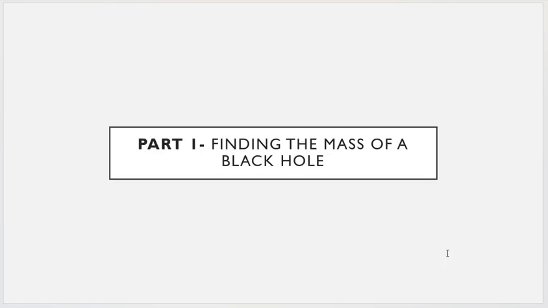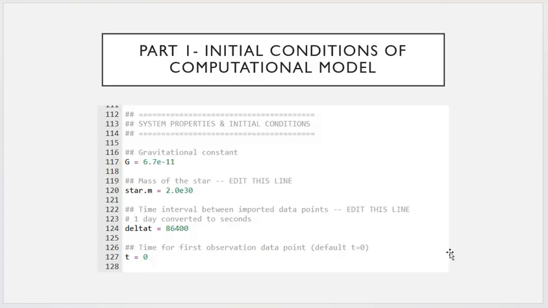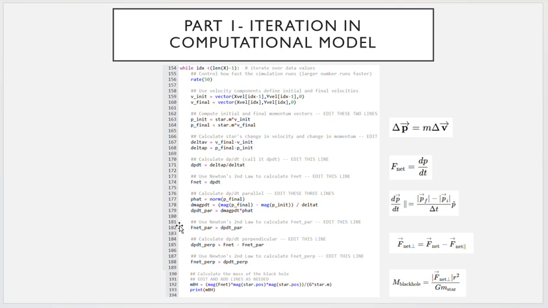So part 1 of this lab is finding the mass of a black hole. We first need to set up our initial conditions, which is the provided mass of the star, and then convert 1 day to seconds to get delta t. Next, for the iteration aspect of part 1, we first calculate the initial and final momentum and velocity vectors right here, and then we need to plug it into the equation Fnet is equal to dp/dt. Then we can calculate Fnet parallel by taking p final minus p initial over delta t times p hat, and then we can get Fnet perpendicular by taking Fnet minus Fnet parallel. And then in line 192, we can find the mass of the black hole by rearranging Newton's law of universal gravitation, which was stated earlier.